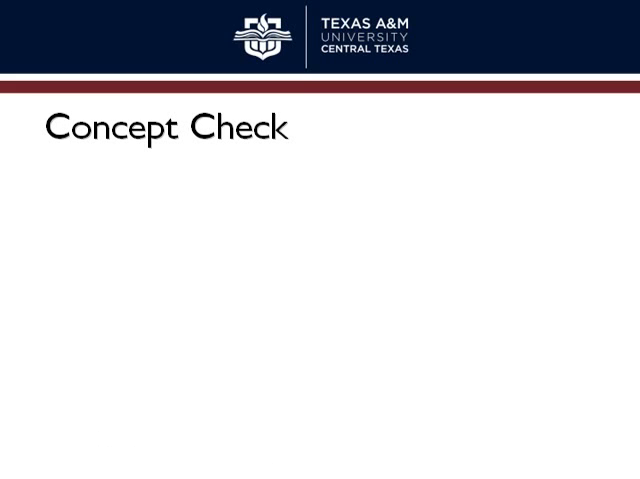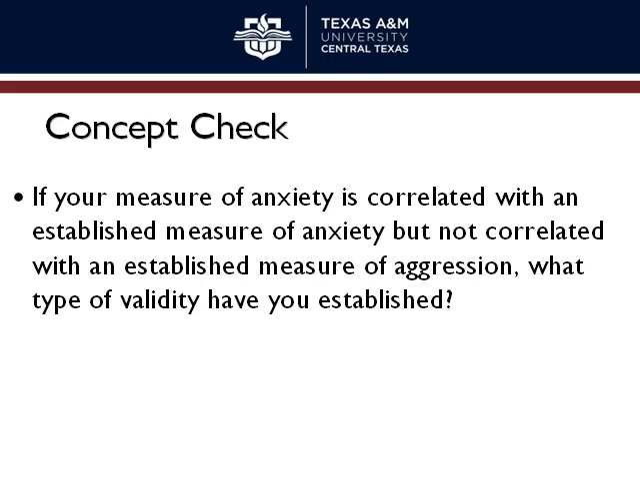Okay, time for a quick concept check, make sure things are making sense. If you're going to use some measure of anxiety, and you find that it's correlated with an established measure of anxiety, but it's not correlated with an established measure of aggression, what type or types of validity have you established or maybe failed to establish? We're talking about convergent, divergent, discriminant, criterion, predictive, right?